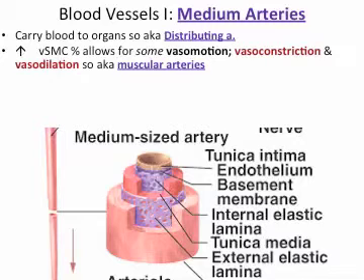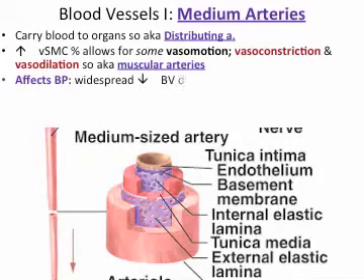So in the medium arteries, you get some vasomotion. Wherever you see vascular smooth muscle cells, you can get some vasoconstriction and vasodilation. Because there are a lot of vascular smooth muscle cells in the medium arteries, they're not only called distributing arteries, but they're also called muscular arteries.